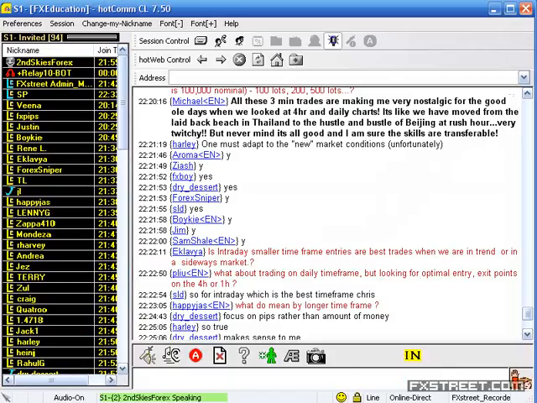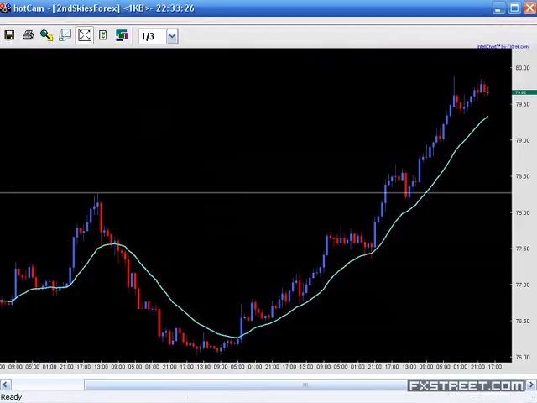Okay, Michael says, all these 3-minute trades are making me very nostalgic for the good old days when I looked at 4-hour and daily charts. It's like we have moved from the laid-back beach in Thailand to the hustle and bustle of Beijing rush hour, very twitchy. But never mind, it's all good, and I'm sure the skills are transferable. Mike, the next trade I'm showing you is sterling dollar in the 4-hour time frame, so I'm not leaving you out in the dust. I'm trying to show a healthy balance between the two.